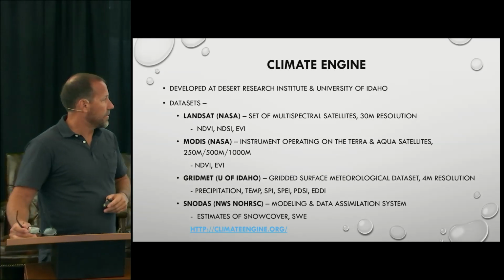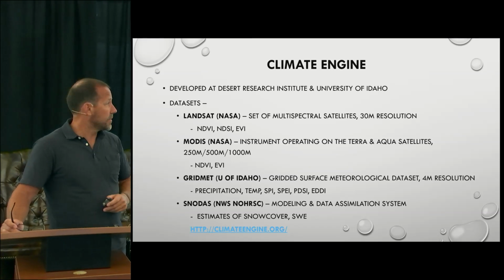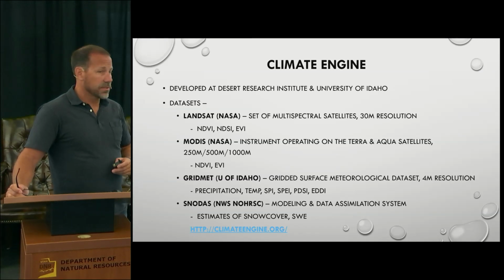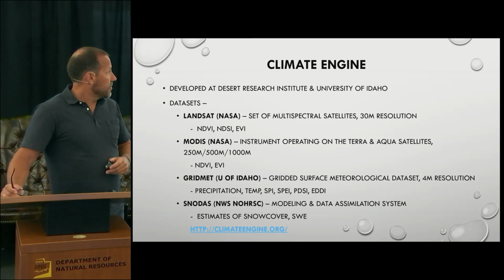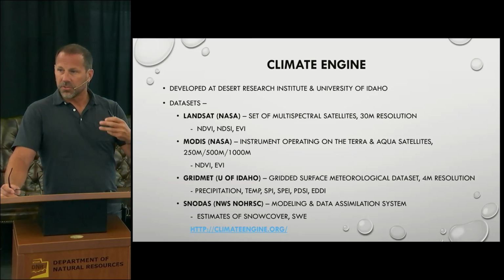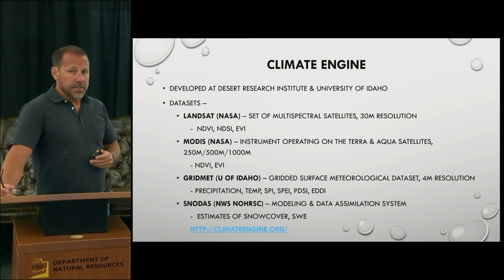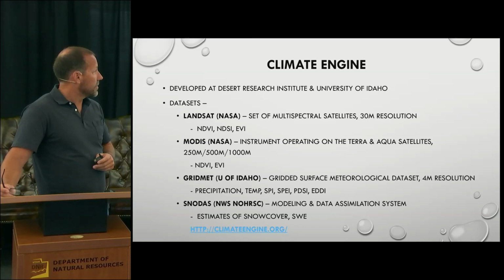And then, as Elizabeth mentioned, this is another product generated out of our office at Western Regional Climate Center, as well as the University of Idaho. You can take a look at the data sets. Basically, it's a Google map, and you can click on different parameters and zoom in and out and look at things like Landsat and NIDIS. You can look at things like NDVI, which looks at the greenness of vegetation. You can look at snowpack.